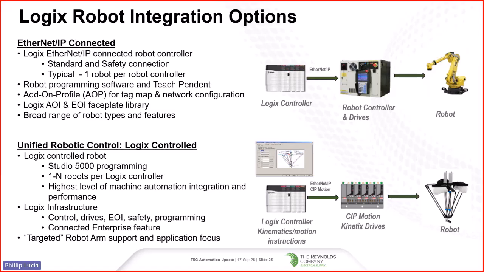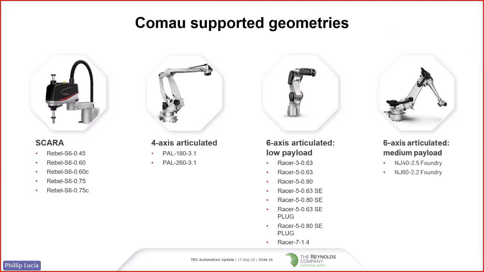Now I want to talk about unified robotic control, which is the new robot control method from Rockwell. This is for direct integration of robot arm joints to the Logix controller via Kinetix drives. This enables the highest performance and dynamic pick and place applications. With Rockwell's kinematics and motion instructions, you can develop code in a familiar environment using Emulate3D and Logix Designer, and then you can deploy to the PLC and drive and enjoy. Targeted support is available for select partner products, and I've got some slides about those partner products.